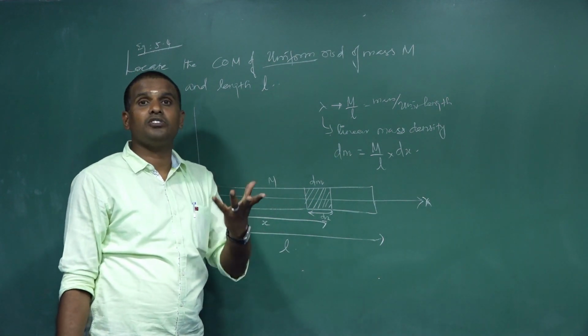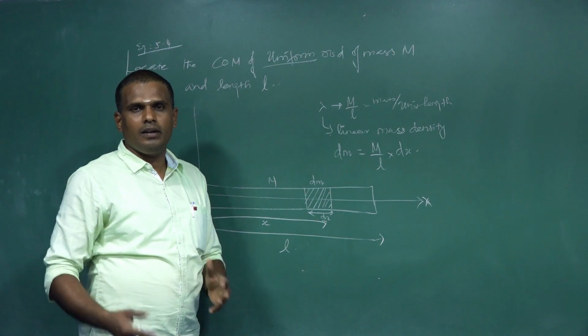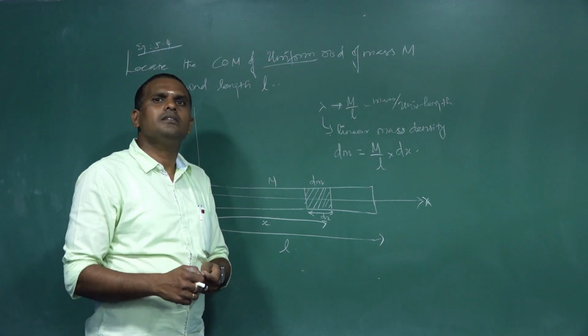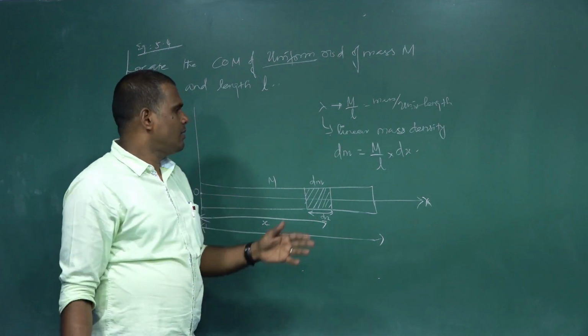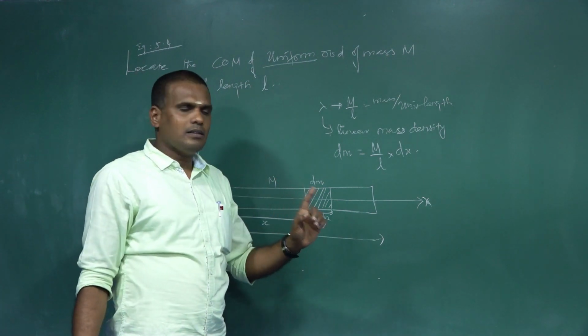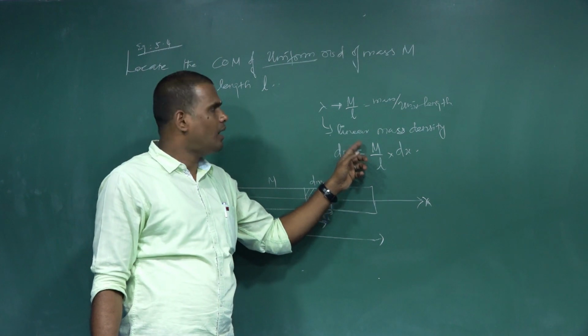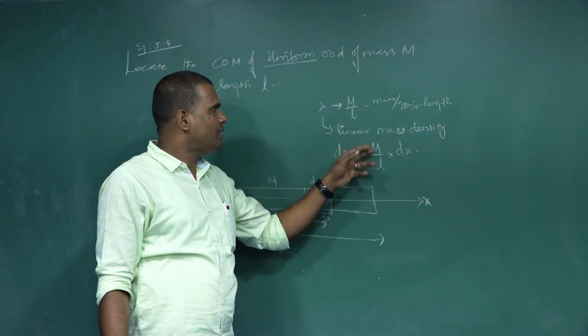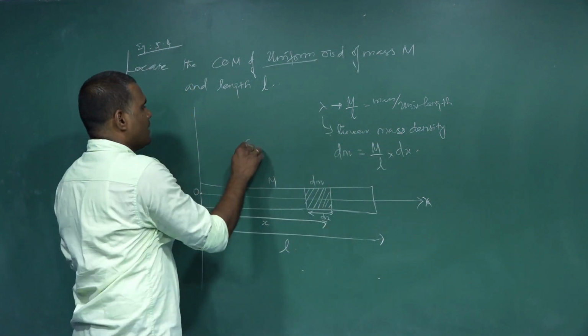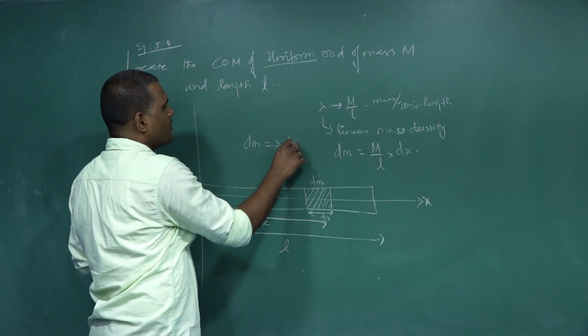What is the cost of 10 chocolates? Multiply by 10. What is the cost of half a chocolate? Multiply by 0.5. For 1 meter length, mass is capital M. That is mass per unit length, or linear mass density. If linear mass density is lambda, you can say in other words lambda into dx.